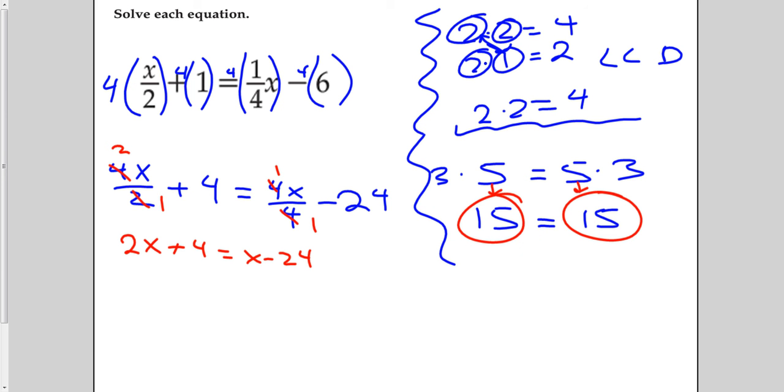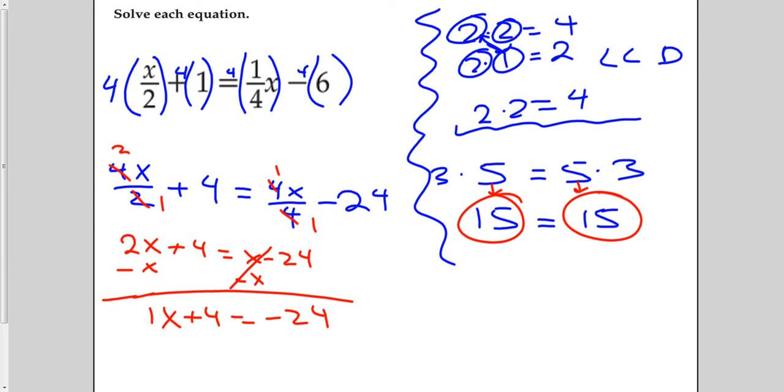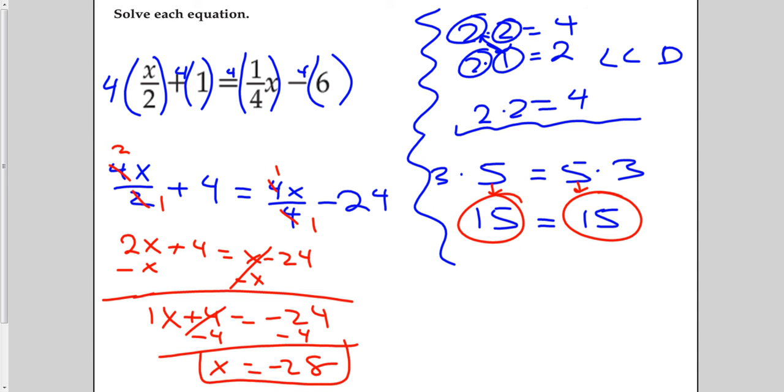So now I have variables on both sides. I'm going to move all of my variables to one side by doing the additive inverse. And that will give me 1x. I have 1x plus 4 is equal to minus 24. What's happening to x? Well, it's multiplying by 1 and adding 4, so I'm going to subtract 4. When I subtract 4 on both sides, I get x is equal to minus 28. If I wanted to check this, I could plug in minus 28, and I should get the same answer. Okay?